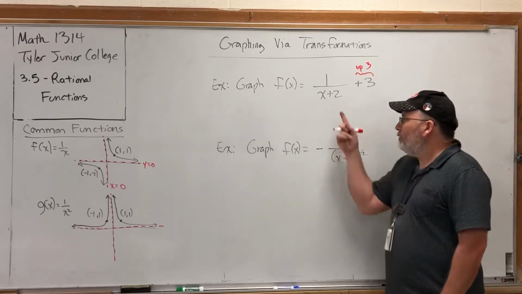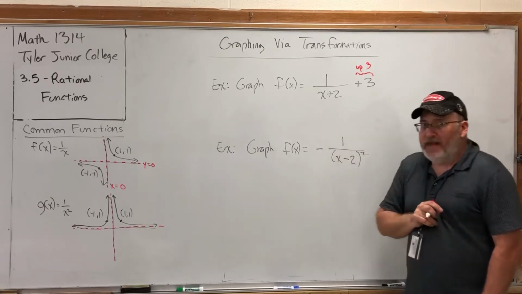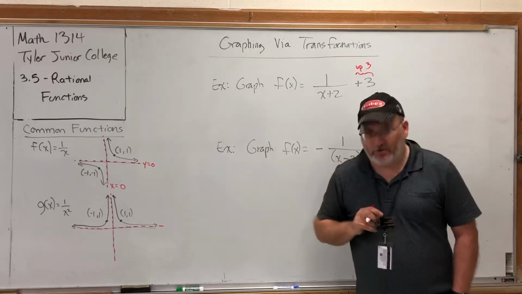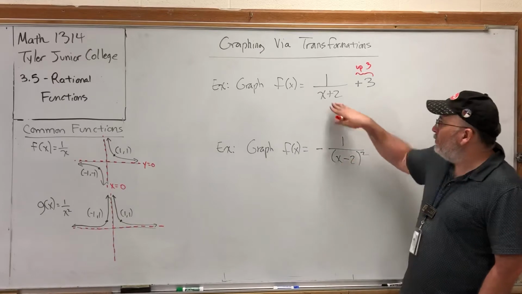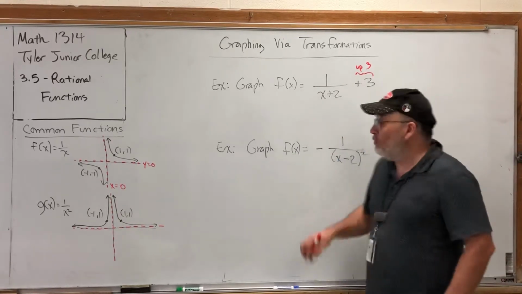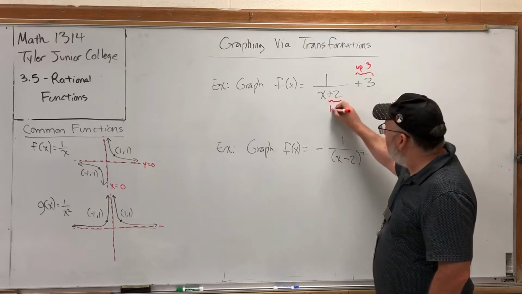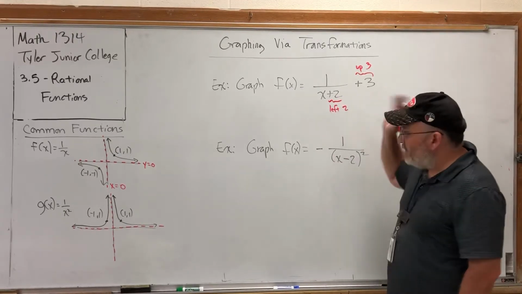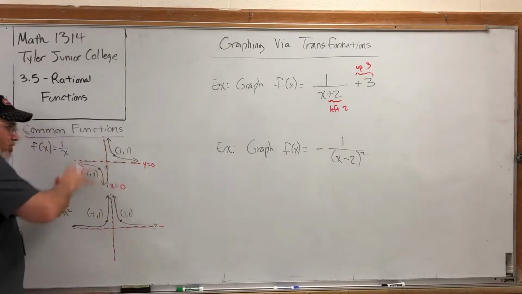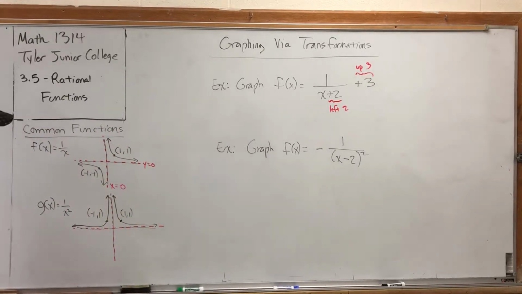But when you add or subtract a number directly to the x, it invokes a translation horizontally, but the opposite of what you expect. If I said move horizontally and said plus 2, you would think right 2, but it actually moves to the left 2. No negatives, so no reflections. So we have to take all the pieces of this graph, move them up 3 and to the left 2.